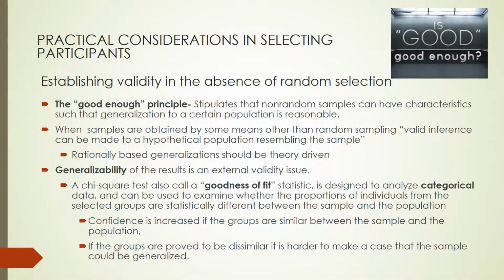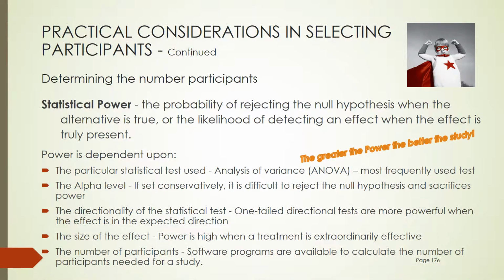The validity of the sample can be inferred from a hypothetical population resembling the sample, much like the null set example. A chi-square test can be used to analyze the generalizability of the sample. As the number of participants increases, so does the probability that the sample is representative of the population.